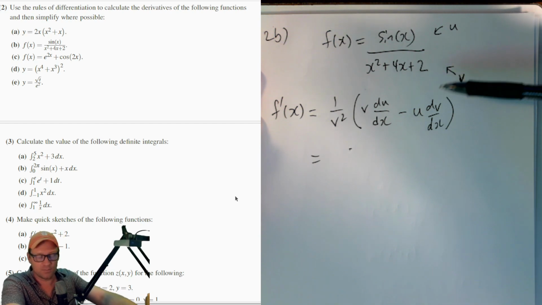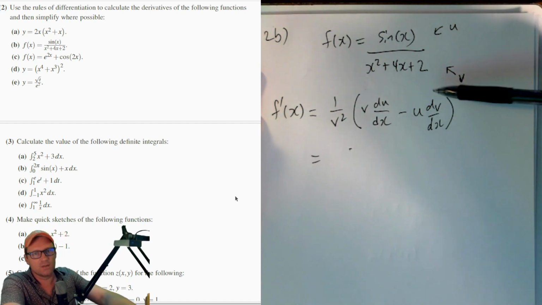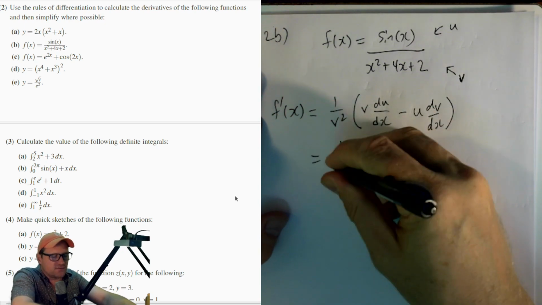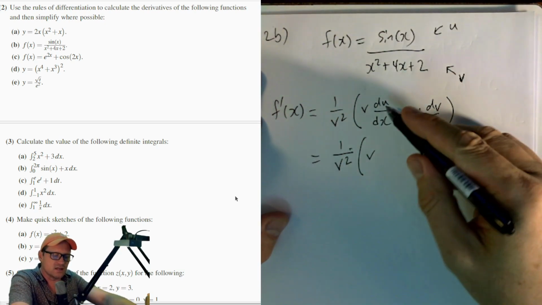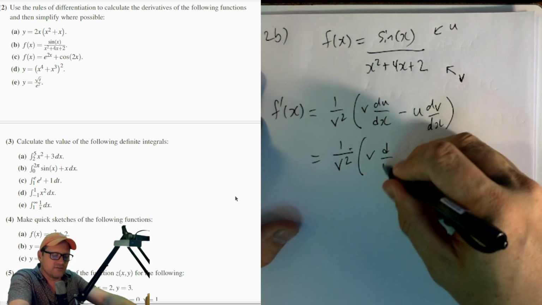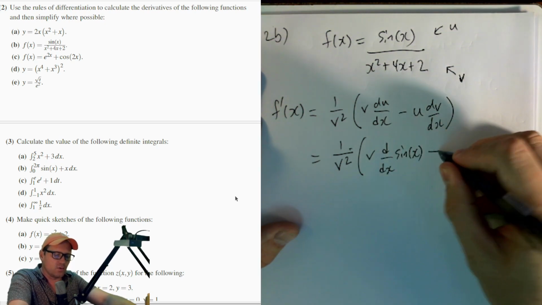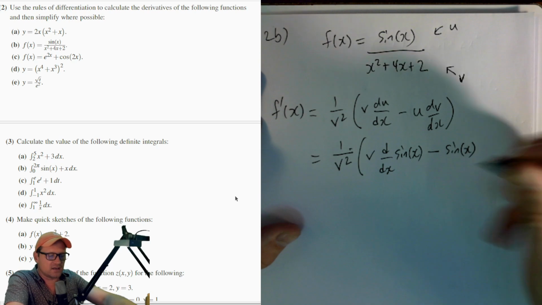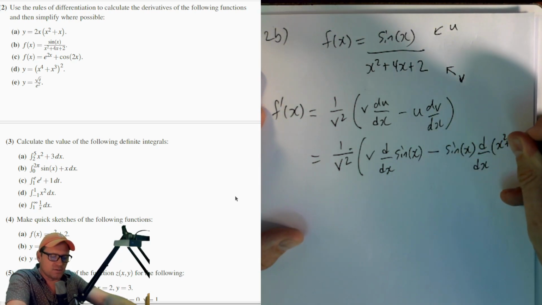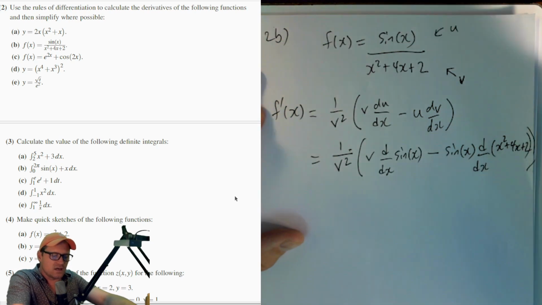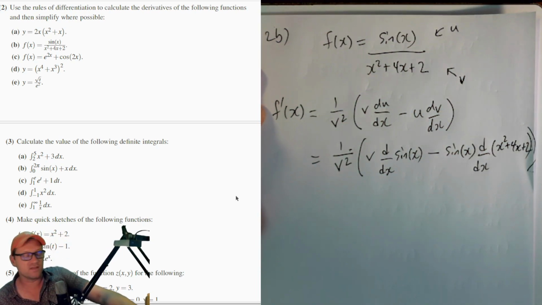Okay, I don't want to keep rewriting that. So I'll just fill that in at the end. And so here I can do the same thing with this. Now du on dx is the derivative of sine of x. And then we have minus sine of x times the derivative of that polynomial x squared plus 4x plus 2. Okay, there we go. So let's simplify this one.